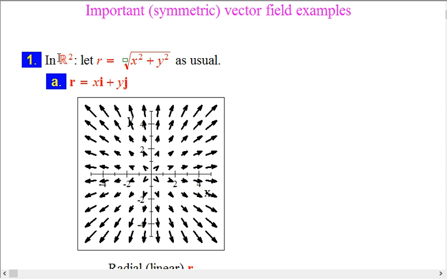So we're in R2, we're in the plane. Let's let r be the usual radial coordinate, the square root of x squared plus y squared, the distance from a random point to the origin. And I want to start out with a very important vector field called the radial vector field. It's x i plus y j. And I claim it looks like this.